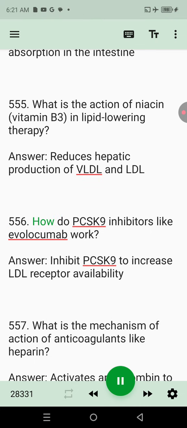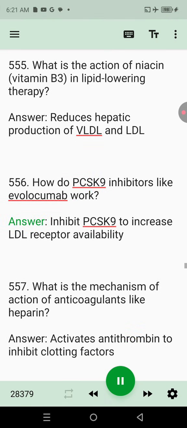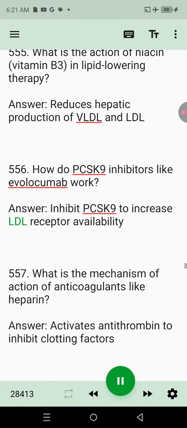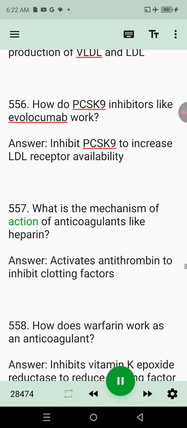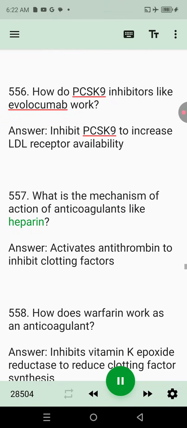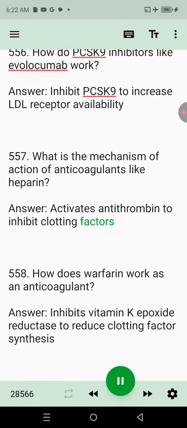556. How do PCSK9 inhibitors like evolocumab work? Answer. Inhibit PCSK9 to increase LDL receptor availability. 557. What is the mechanism of action of anticoagulants like heparin? Answer. Activates antithrombin to inhibit clotting factors.